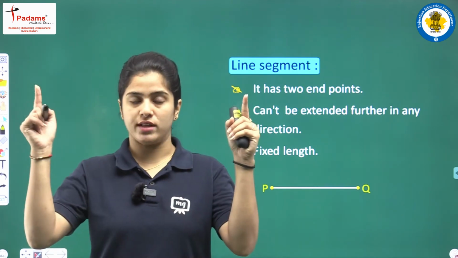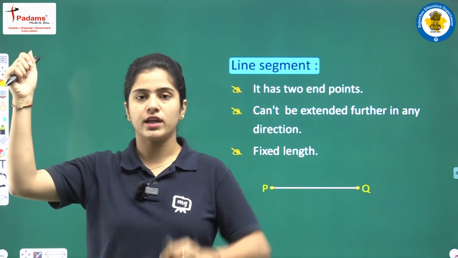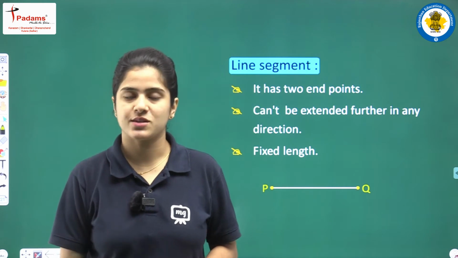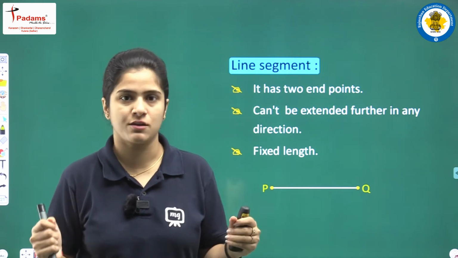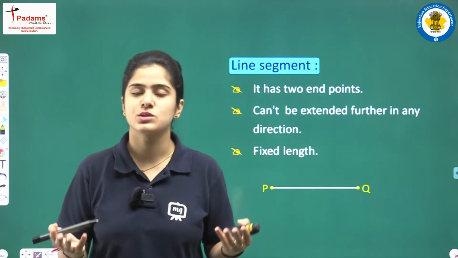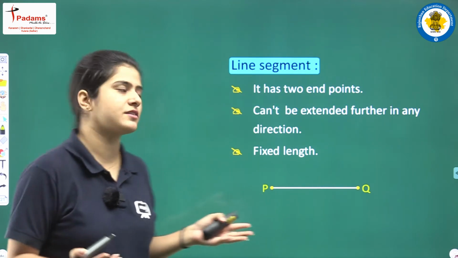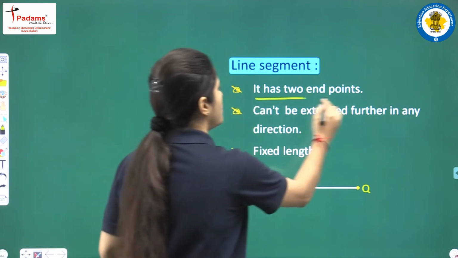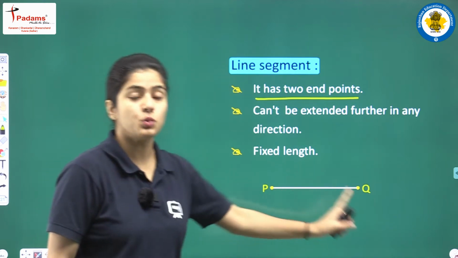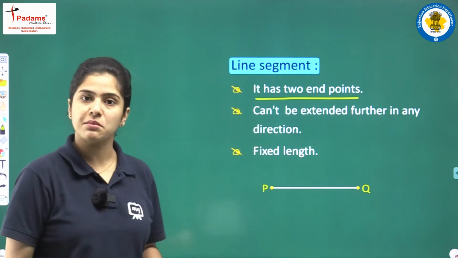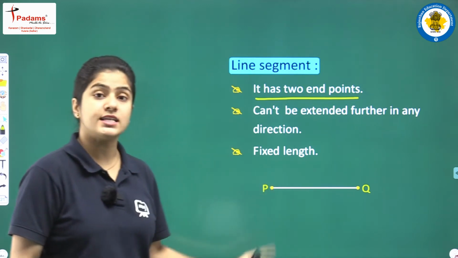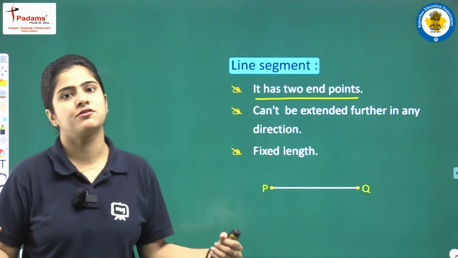It has two endpoints, okay, like it is starting from this point and it is ending at this point. So it has two fixed endpoints, okay students, and it can't be extended further because it has two fixed endpoints. So this is all about the line segment. Have a look here students. It has two endpoints, as you can see, this is P and this is Q. These are two endpoints of this line segment, right? And because there are two fixed points, that is why it can't be extended further, okay students.